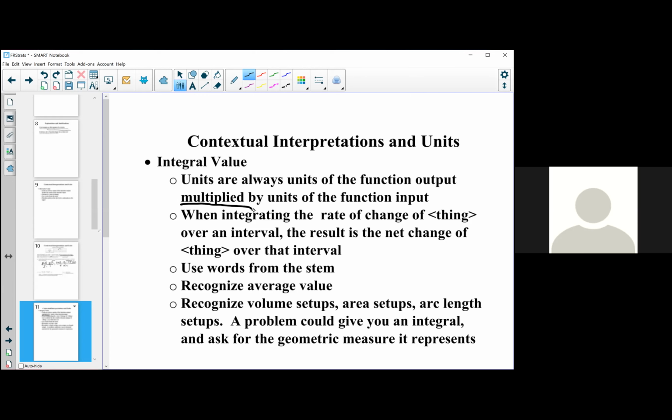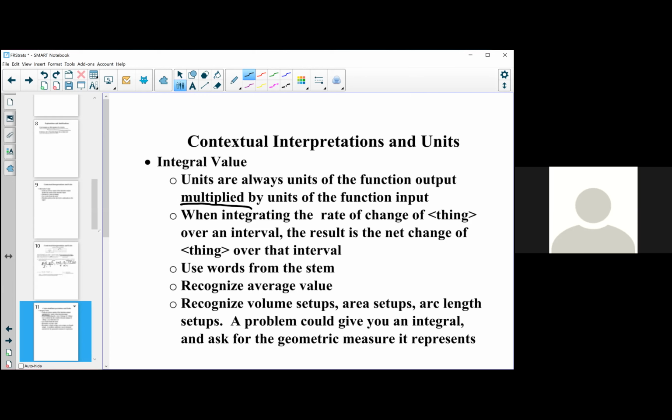Again, use words from the stem to do that. And again, I would urge you, emphasize the units on both variables. So if you have an integral to interpret, make sure you mention the units on the independent variable. That'll get you talking about the interval over which you're integrating. You need to include both of those things: the meaning of the output, the value of the integral, and when, that is, the interval of the domain of the independent variable where that integral is being computed.